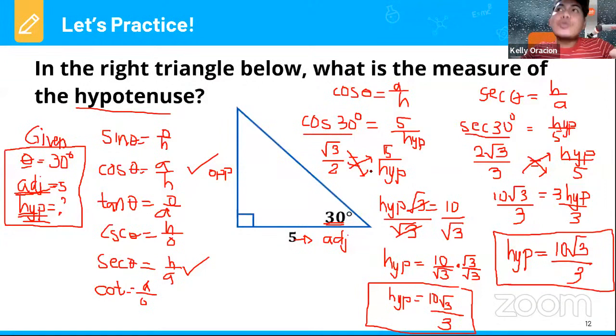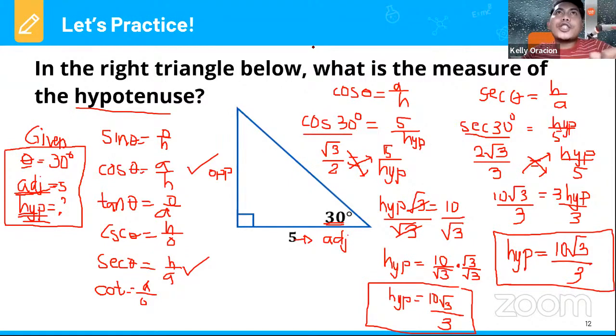But these two trigonometric ratios, sila yung qualified, kumbaga. Sila yung pasok. Okay? Sila yung appropriate formula in order for us to find the hypotenuse in this problem.